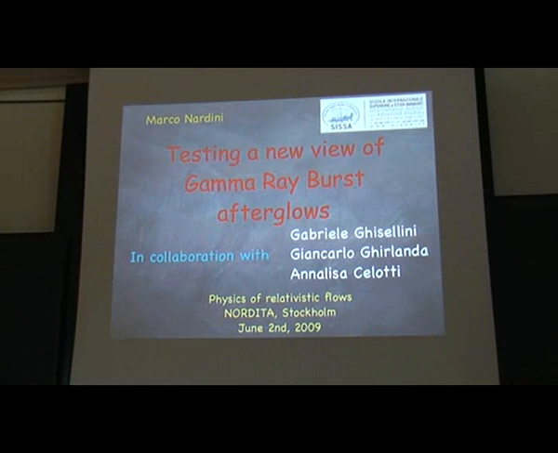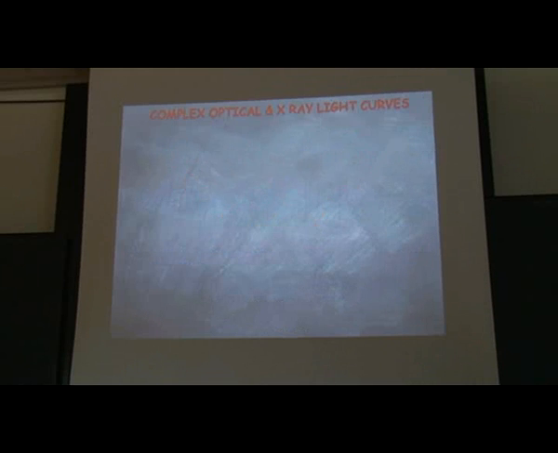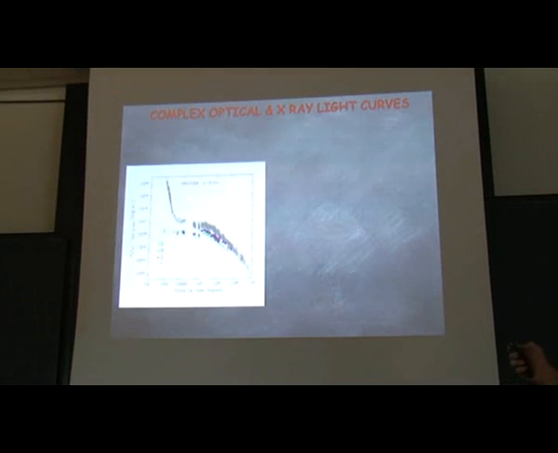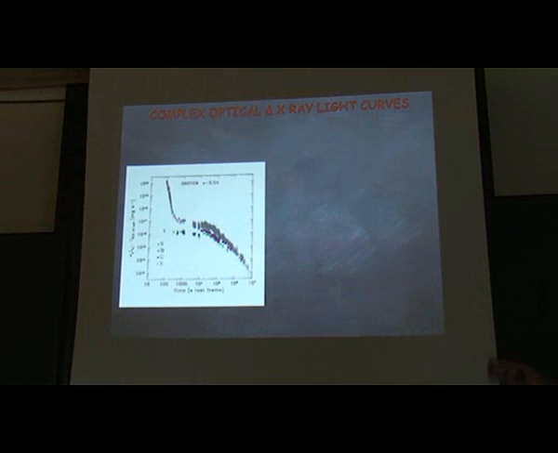Good afternoon, I'm Marco Nardini. I'm a PhD student at SISSA, and I work in collaboration with Gabriele Ghisellini, Giancarlo Ghirlanda, and Annalisa Celotti. The launch of the Swift satellite opened a new window on the early time observation of X-ray and optical GRB afterglows. And what we found from these early time light curves is much more complex than what had been expected before the Swift launch. The first and most cited result is the peculiar early time X-ray light curve that we observe in a lot of GRBs.